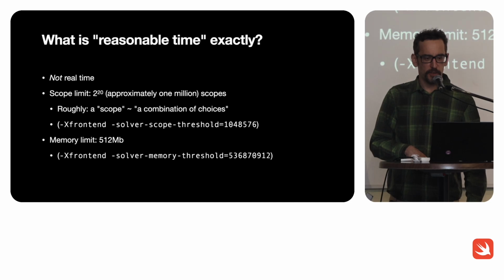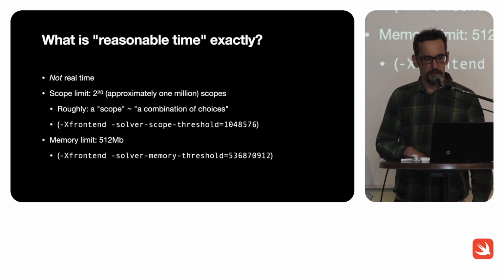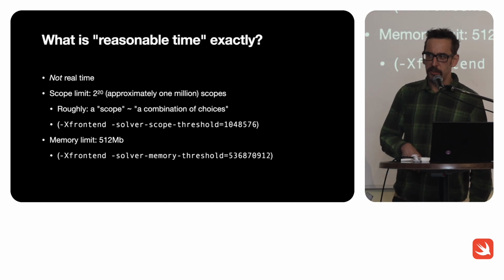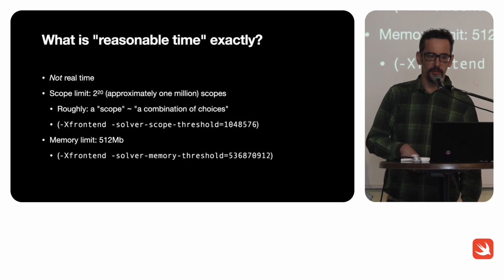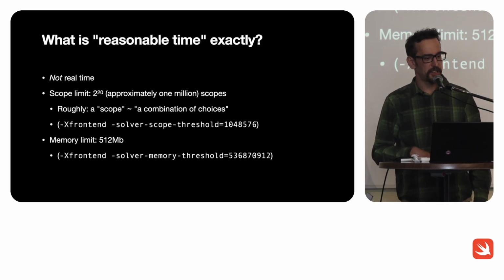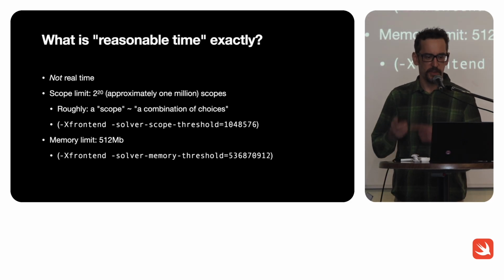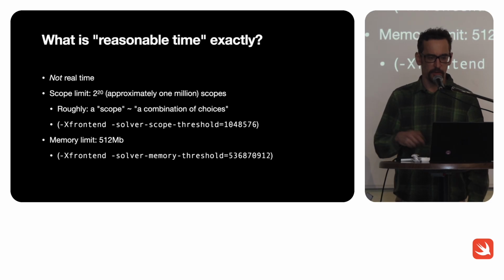And what does "reasonable time" mean when the compiler complains about reasonable time? Well, it's not wall clock time, because that would be weird and non-deterministic. Instead, the compiler basically counts operations, and the important one for us is going to be scopes, which are basically jargon for a combination of choices. There's also a memory limit, but we don't have to worry about it.